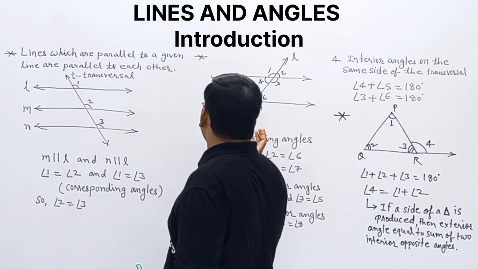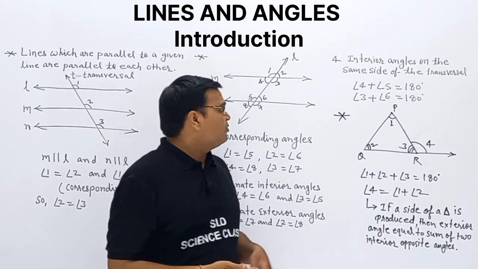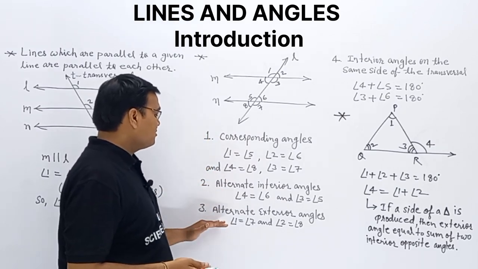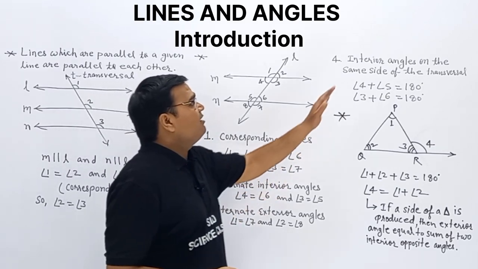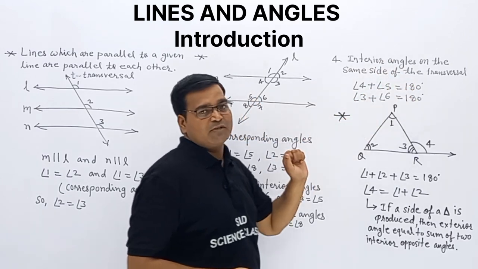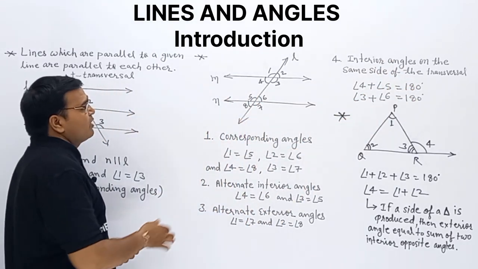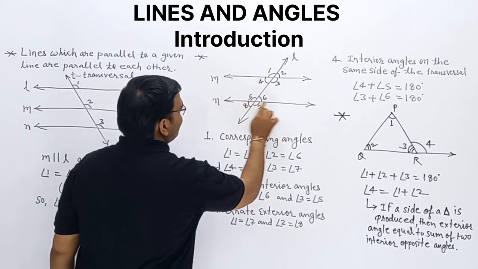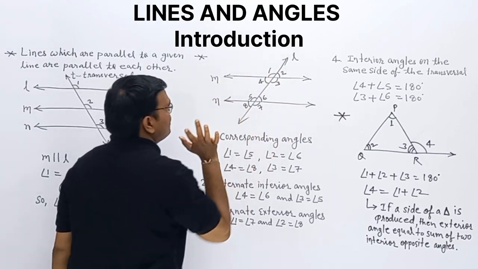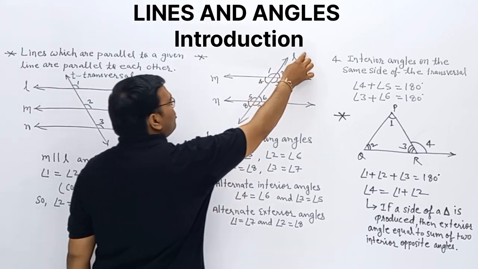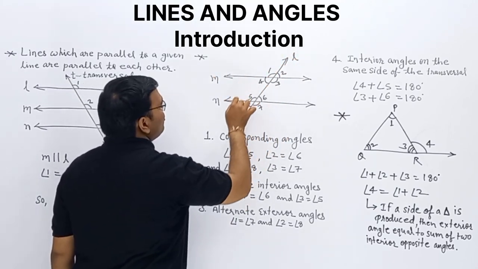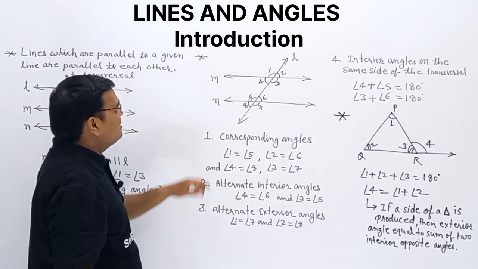We will understand different types of angles like corresponding angles, alternate interior angles, alternate exterior angles, and interior angles on the same side of the transversal. Observe first: we have two lines, M and N, and L is the transversal, which intersects both lines.